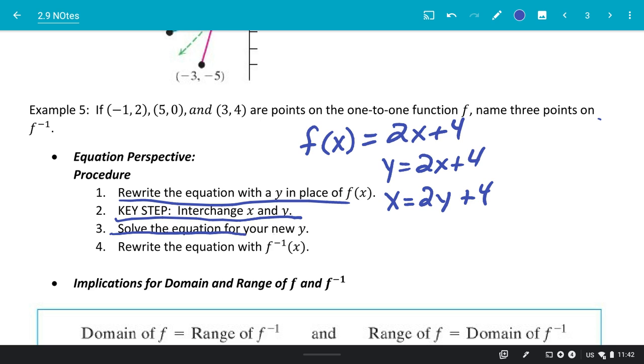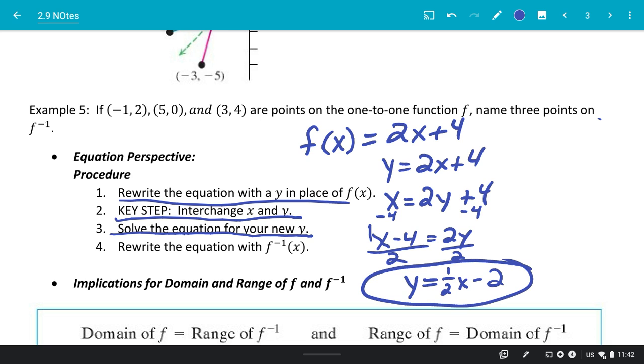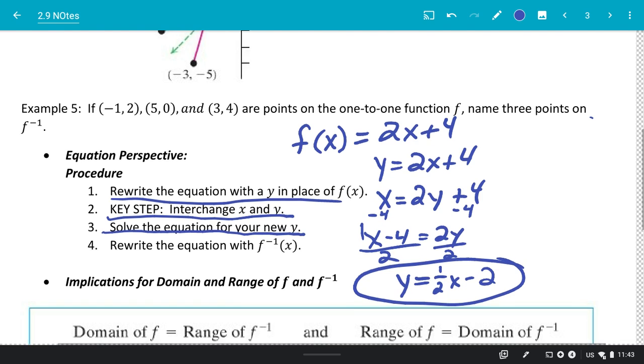Now I'm going to solve that equation for my new y. So I'm going to subtract 4, x minus 4 equals 2y, divide by 2, y equals 1/2 x minus 2. Everybody agree with that? Can you stay with me there? Are those inverses of each other? Yeah, they are. Now, how can I prove that they're inverses of each other?